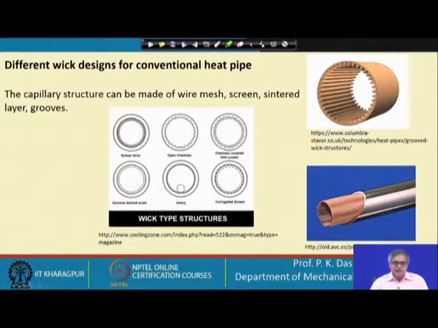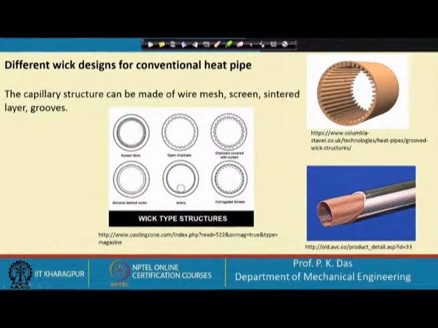This is another design, and then there is a corrugated screen. This is also another design. But as I have told, these designs are not all inclusive, there could be many other innovative designs of the capillary structure. There are many ways of making the capillary structure, at least 3 ways let me tell you. One is that we put some wire mesh or screen inside the tube. This is one variety.